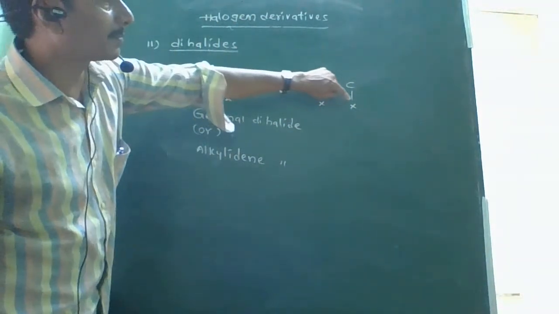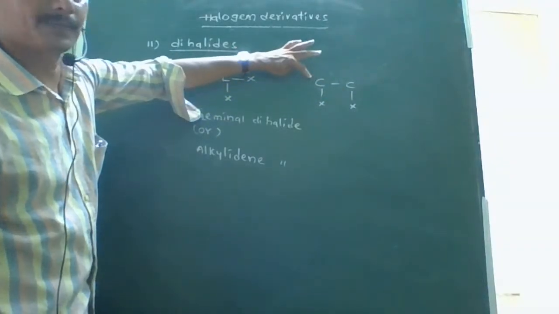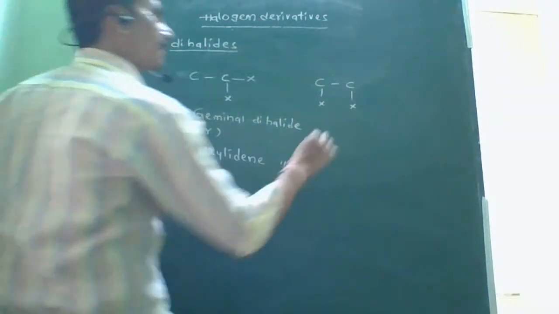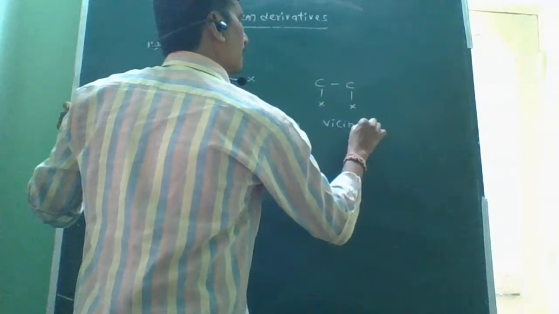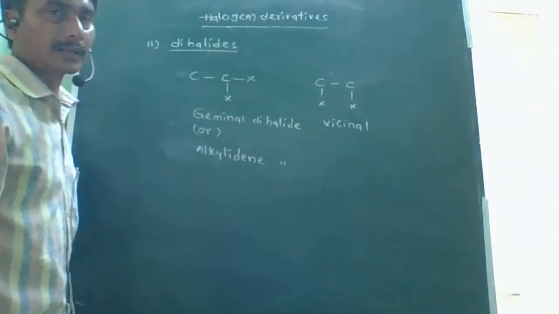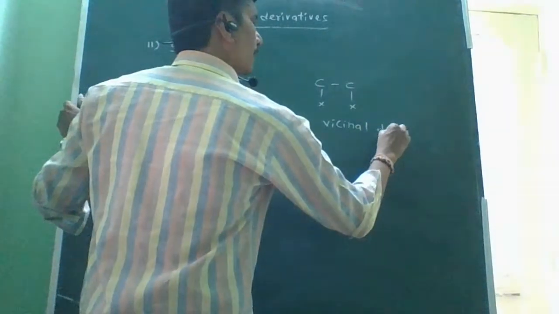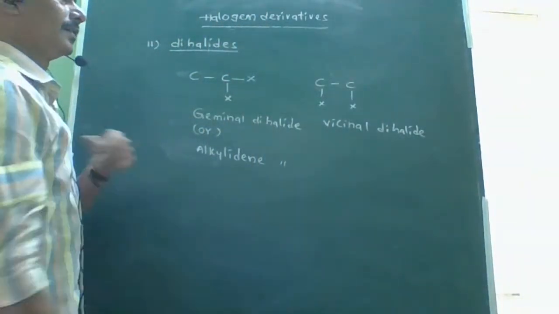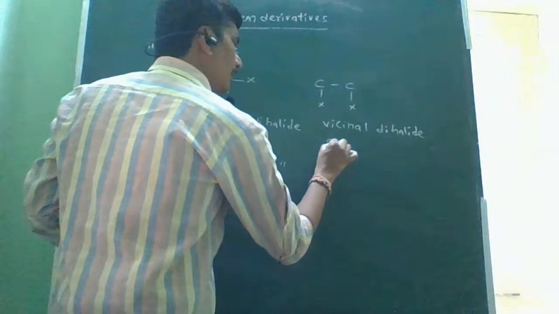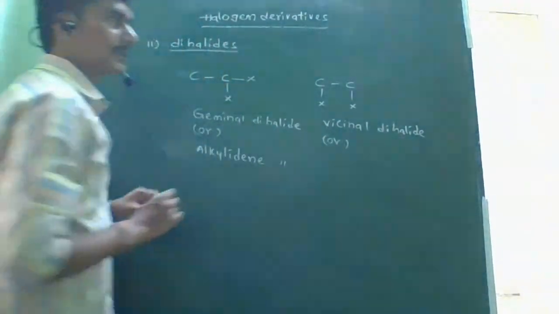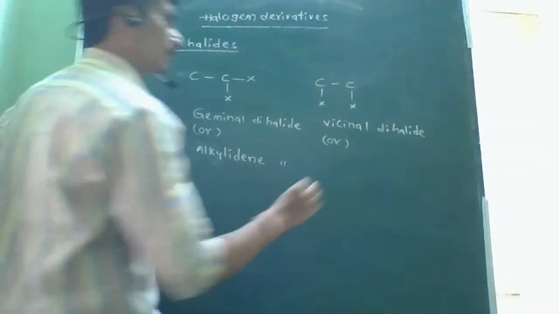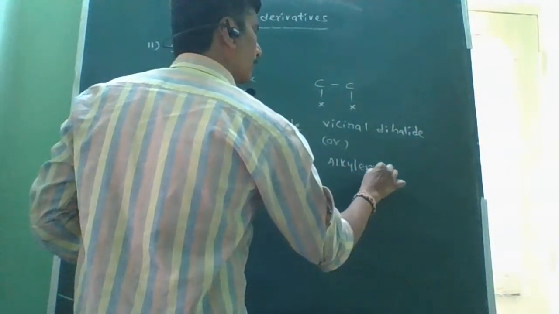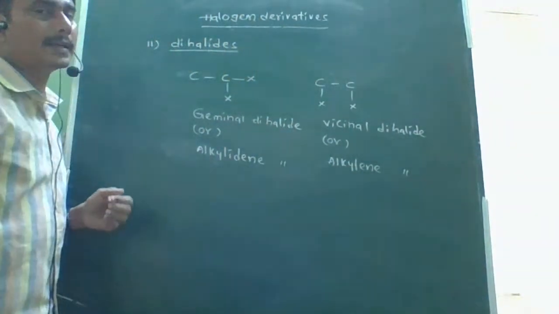If two halogens are present on adjacent carbons, not the same carbon (geminal), but adjacent carbon atoms, they are vicinal dihalides. Vicinal dihalides are also known as alkylene dihalides.